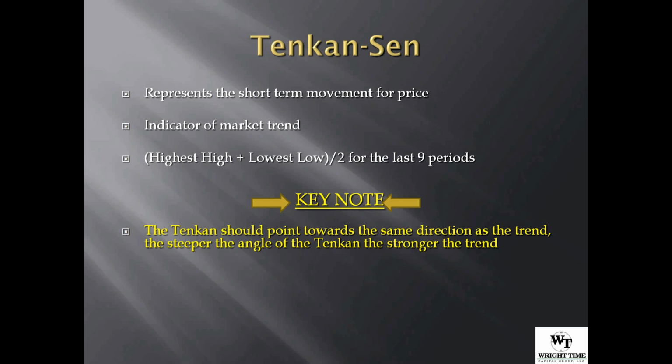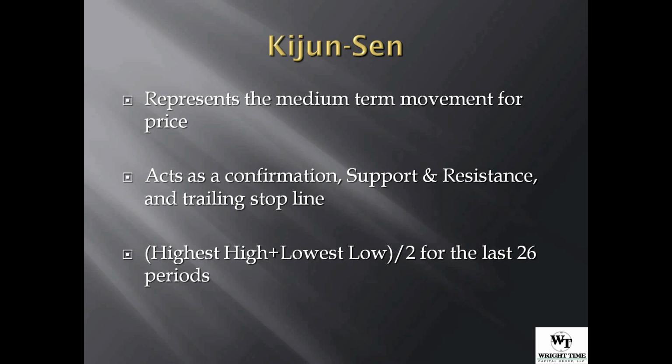To calculate the Tenkan, it's the highest high added to the lowest low divided by 2 for the last 9 periods. The Kijun, however, is a longer moving average, and that represents the medium-term movement for price. This Kijun is really key for a lot of traders because it acts as a confirmation. It's a key level when we talk about support and resistance. And once people get into a trade, it really helps as far as trailing stops, especially when you're working on certain time frames. To calculate it, it's the highest high with the lowest low divided by 2 for the last 26 periods.